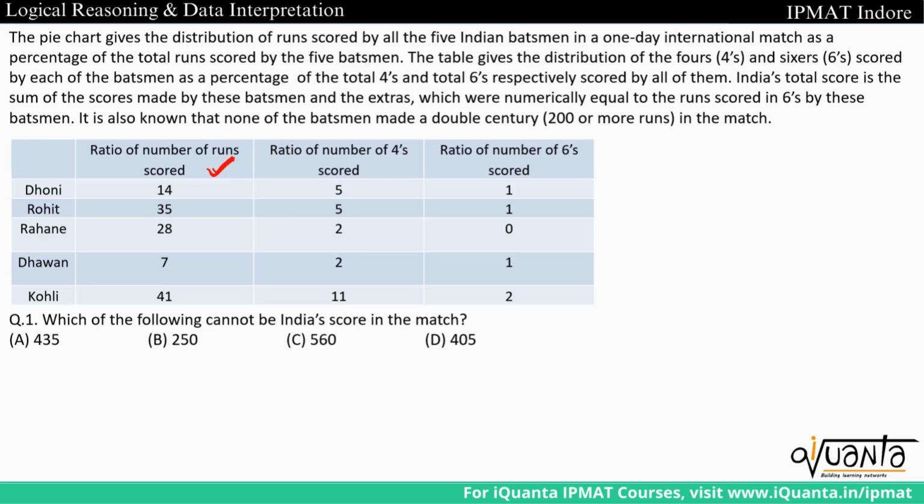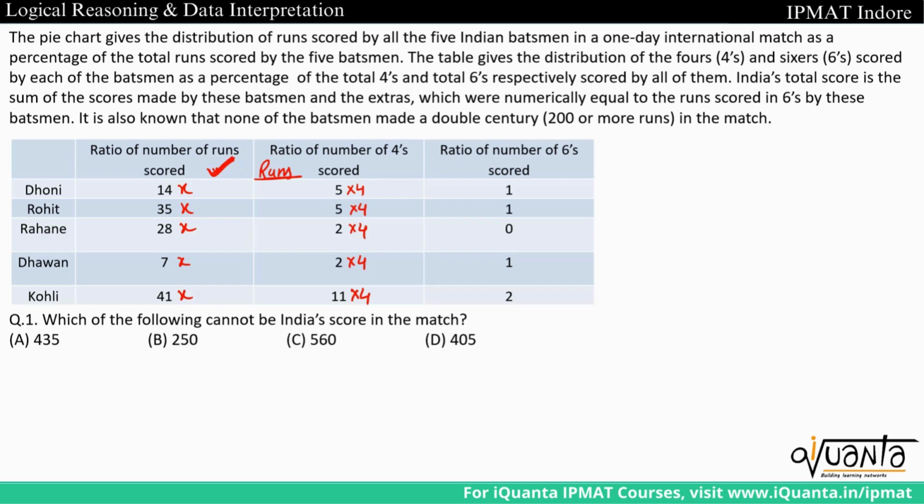So let me multiply all the ratios by x over here for the number of runs scored. So it becomes 14x, 35x, 28x, 7x and 41x. Similarly, if we want to find out the ratio of runs scored in fours, then I will have to multiply all the ratios by 4 first, because then only we'll get the number of runs scored in fours. Till now we had only the number of fours scored. If we multiply them by 4, we'll be getting the number of runs scored by them in fours.